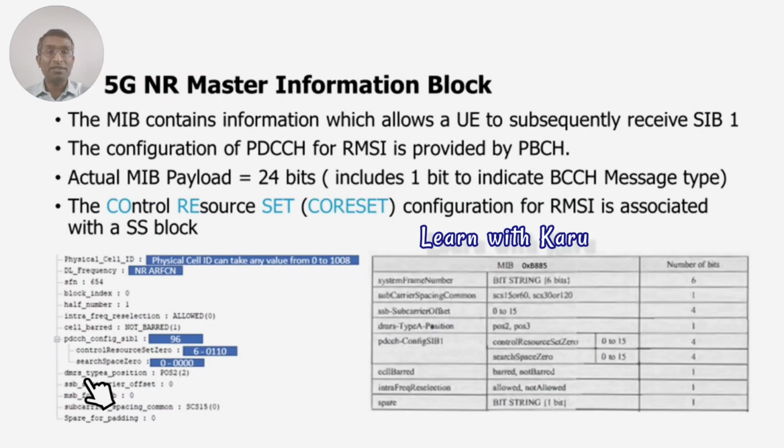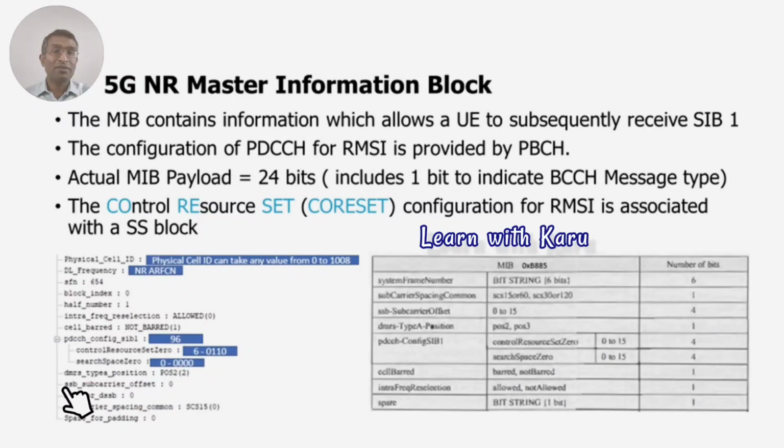And search space 0 here in this example is 0. From the search space 0, we'll be able to find the starting symbol in the slot where this control resource set starts.